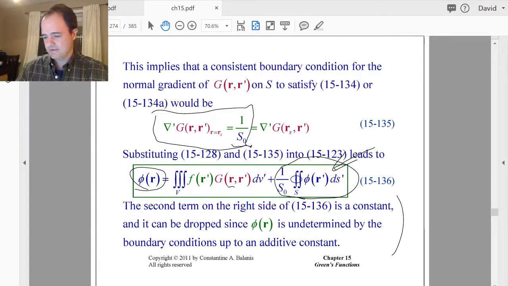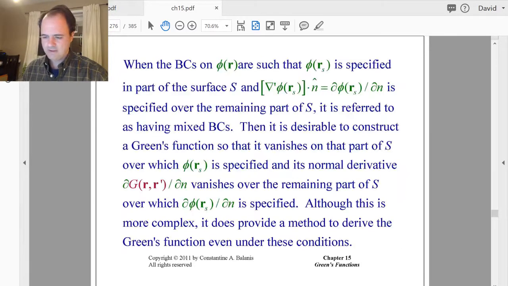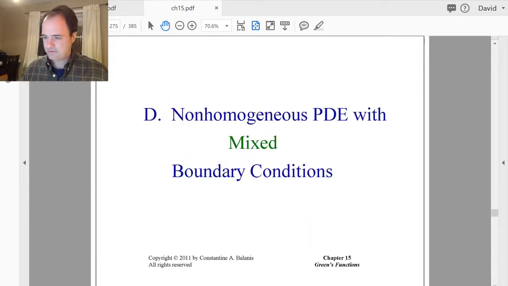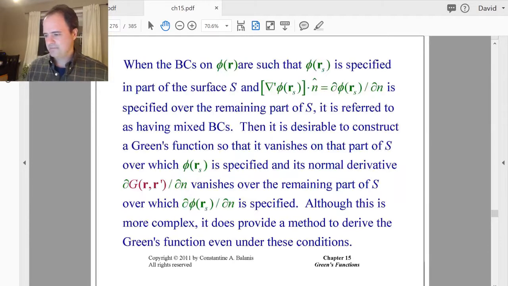And so it can be dropped because we're always interested in differences in potential, not absolute values of potential. So an additive constant is meaningless. All right, we have a type D, non-homogeneous, but they go on to say it's generally, so we have non-homogeneous mixed boundary conditions, all right?